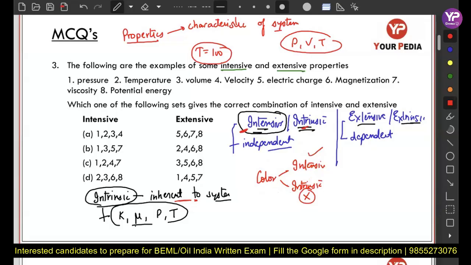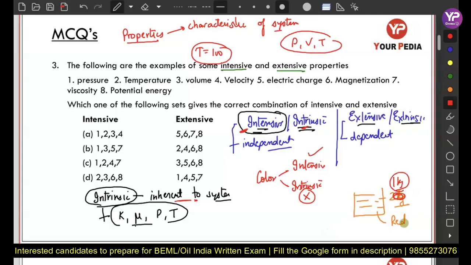Why am I saying that? Because let us suppose you have 2 kg of liquid, and it is having a red color. Now, if I simply take some water out of this container, let us suppose you have taken 1 kg of water out of this container. Now, how much mass is left?